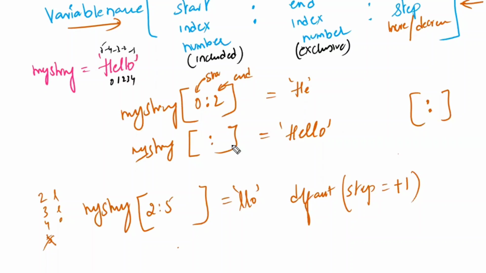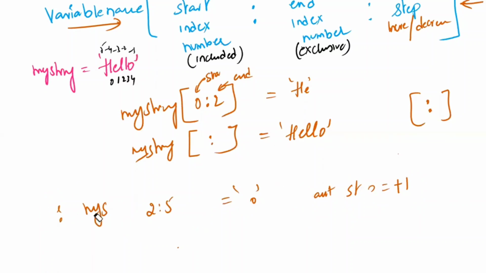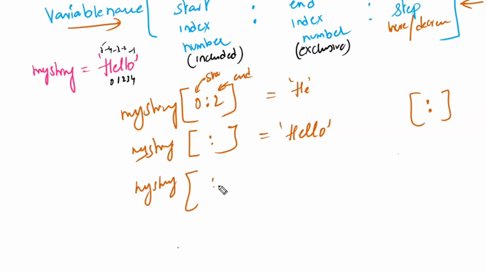Is that clear? If you don't write both things, it will automatically take them. Now, next example, within the positive only, let us go with one more example. My string of colon I have kept. One more colon also I have kept. And 2 I have kept.